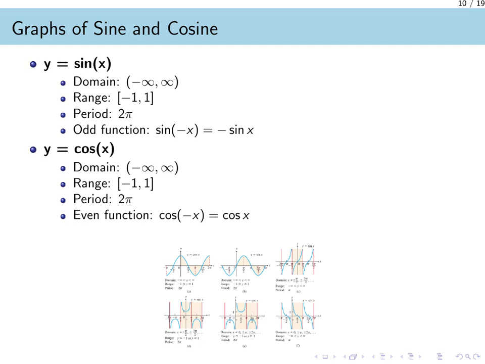The cosine graph has the same wave shape but is shifted, starting at its peak value of 1 when x is 0. It shares the exact same domain, range, and period as the sine function, but it is an even function, which is clear from its mirror symmetry across the y-axis. The easiest way to distinguish them is that the sine graph passes through the origin, while the cosine graph has its peak on the y-axis.